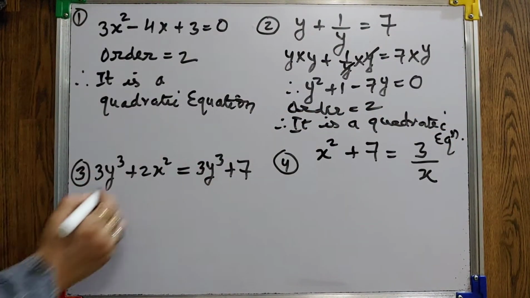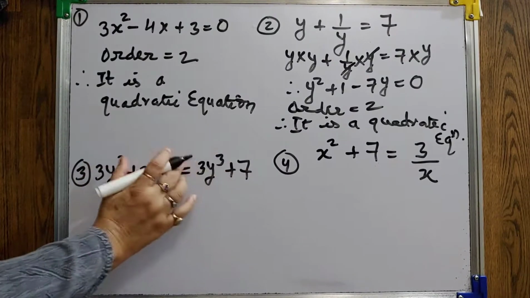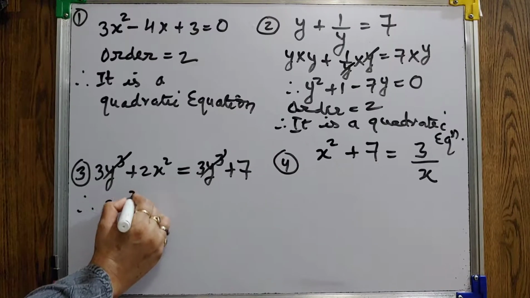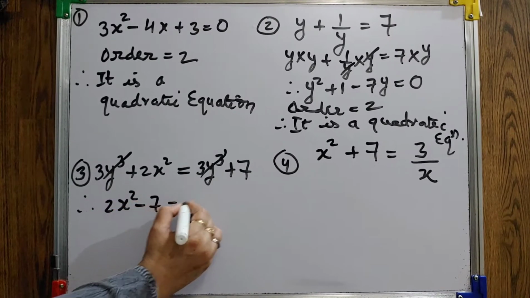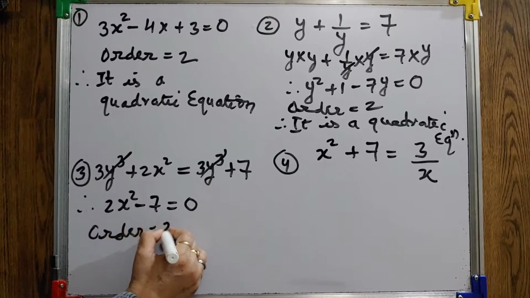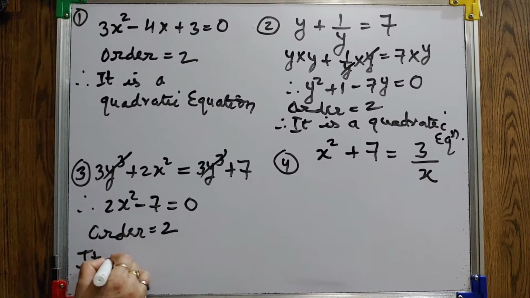Same way, just see here. 3y cube get cancelled. Then you will get 2x square minus 7 equals to 0. Now order is 2. Again it is a quadratic equation.